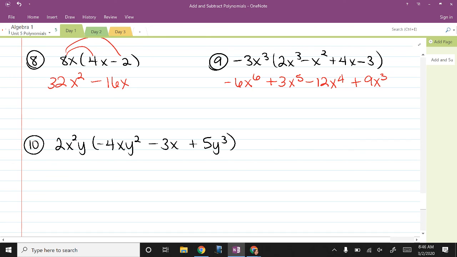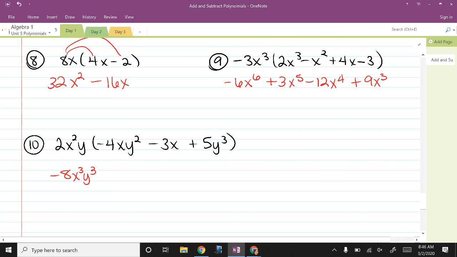Okay? So the first term, what is 2 times negative 4? Negative 8. And then we add our x's. What do we get when we add our x's? And our y's will be? Yep. X cubed, y cubed, or x to the third, y to the third. Everybody okay with the first term?